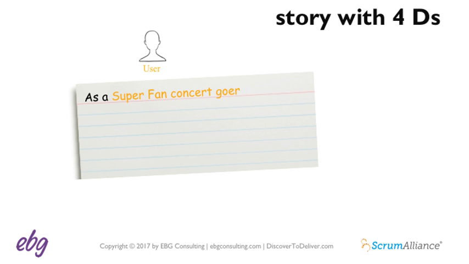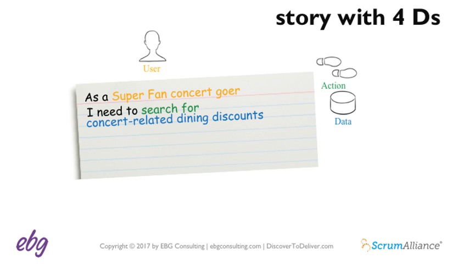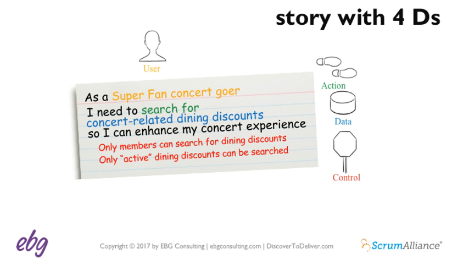As a superfan concert goer, I need to search for concert-related dining discounts, so I can enhance my concert experience, my benefit. And I know the rules that need to be enforced. Only members can search and only active discounts can be searched, right? So is that ready? I don't think so, because we still haven't explored the other 3 dimensions, which we're going to get to in a minute.